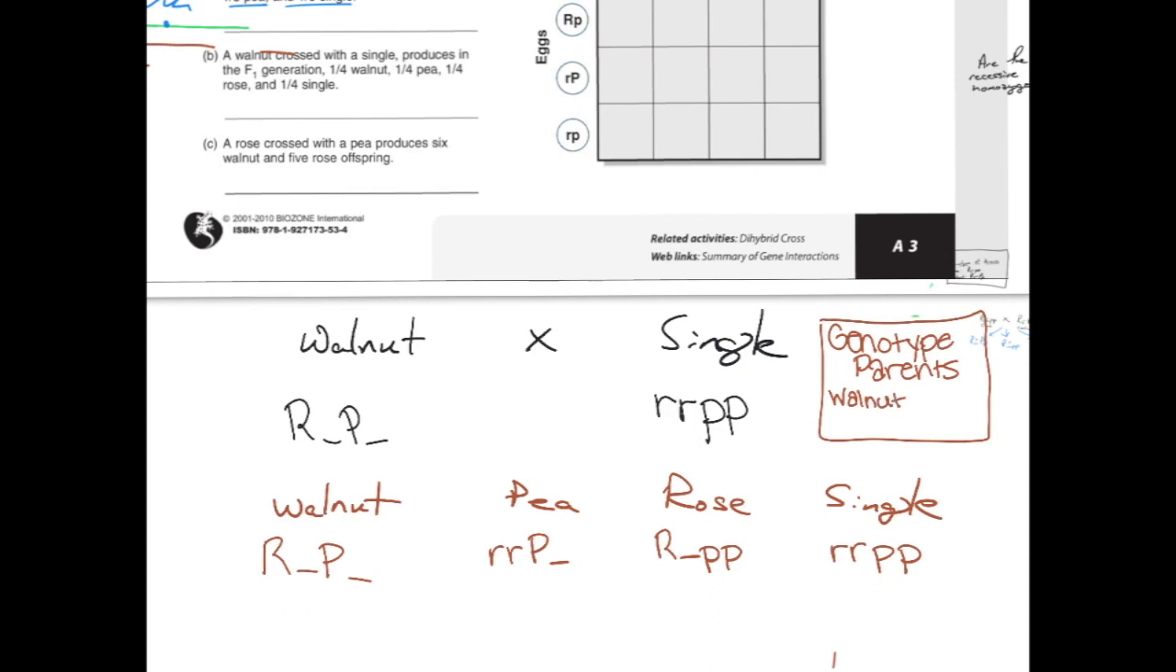And it's single. The single you can put down right now because they gave it to you. So single has to be this. That's a great thing about recessives, I love recessive traits. They're easy. And then what do you know about the walnut? You know it's big R and big P, but you don't know what's next, so you can write that down.